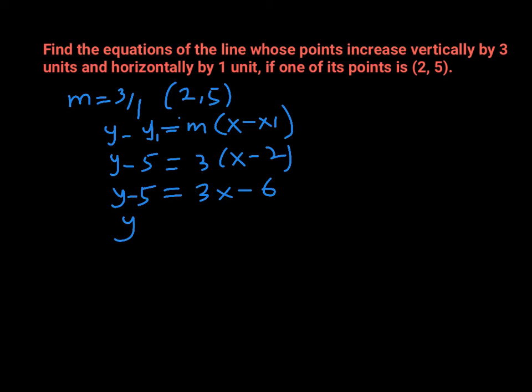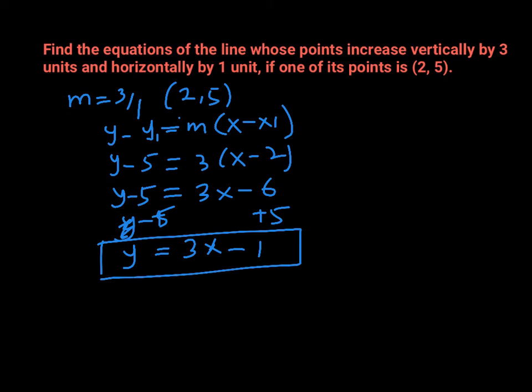Okay, so to get negative 5 to the other side, we have to add 5 to this side and add 5 to that side. So what we have is y is equal to 3x minus 6 plus 5 gives us negative 1. So the equation of the line is y is equal to 3x minus 1. The question said find equations, actually one equation, not equations, so that's an error there.